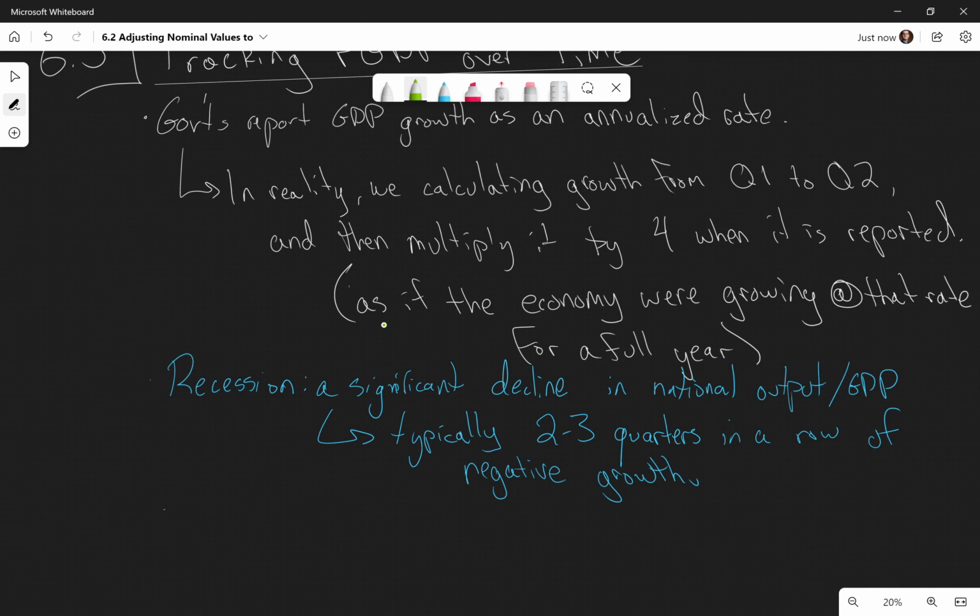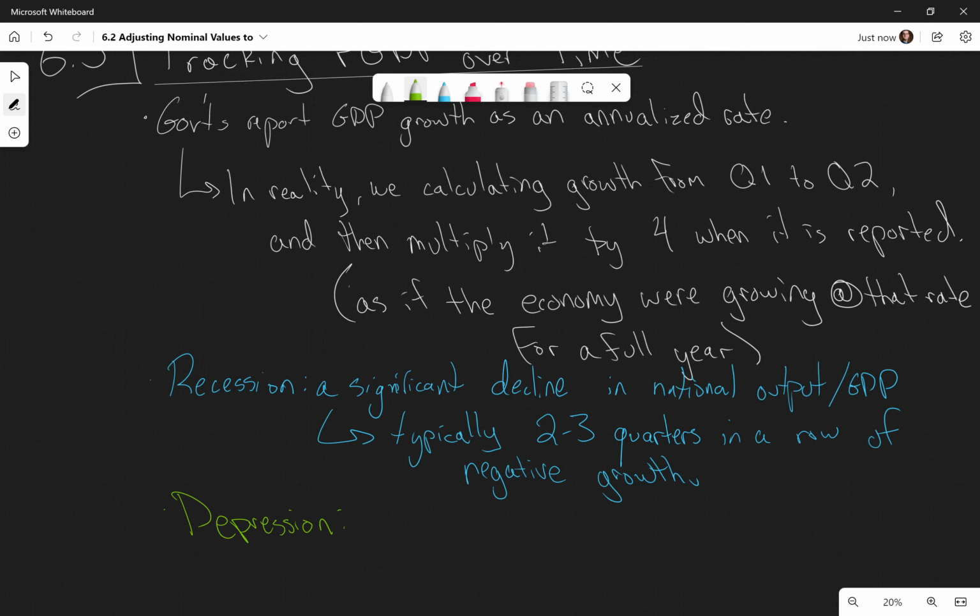The real big bad one, the big D word, is depression. We haven't had one of those for 100 years. We almost had one in 2008. It turned out to be a medium-sized recession with a lengthy, slow recovery. It could have evolved into a depression if we hadn't done the unprecedented fiscal and monetary policy that we did.